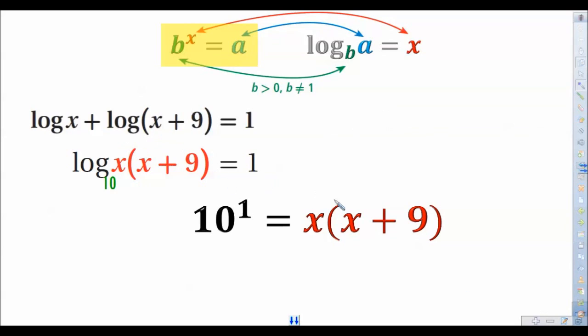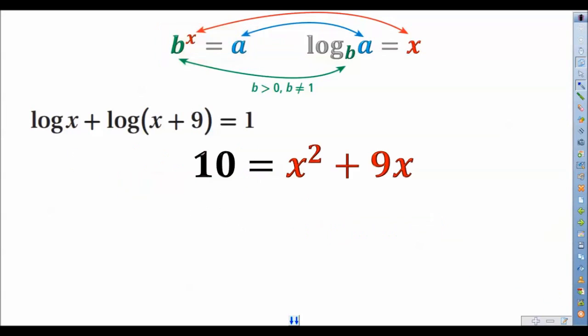And oh yeah, look what I did there. Actually, I didn't do the distributive property just yet. I kind of looked at it like this. Would the distributive property have been okay? Sure. And treat it as x squared plus 9x right away. But remember, you still have that invisible base of 10 to the first power equals that. Now, there I go, I distributed it. So x squared plus 9x.